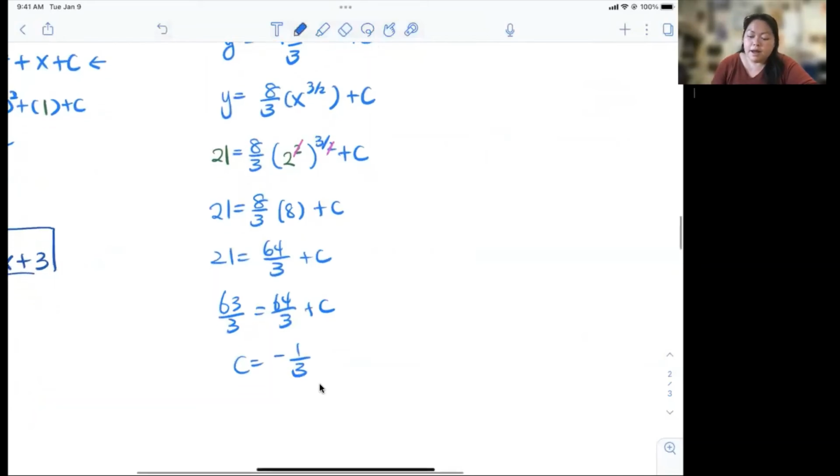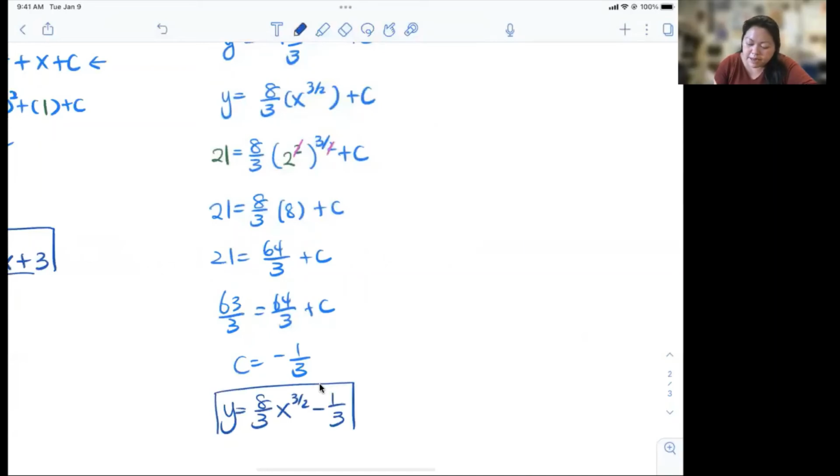Okay. All right. So same thing as before. We're going to put it back in so we can have a final answer, right? So y equals 8/3 x to the 3/2 minus 1/3. Putting the c back in at this point right here. There's your final equation. Okay.